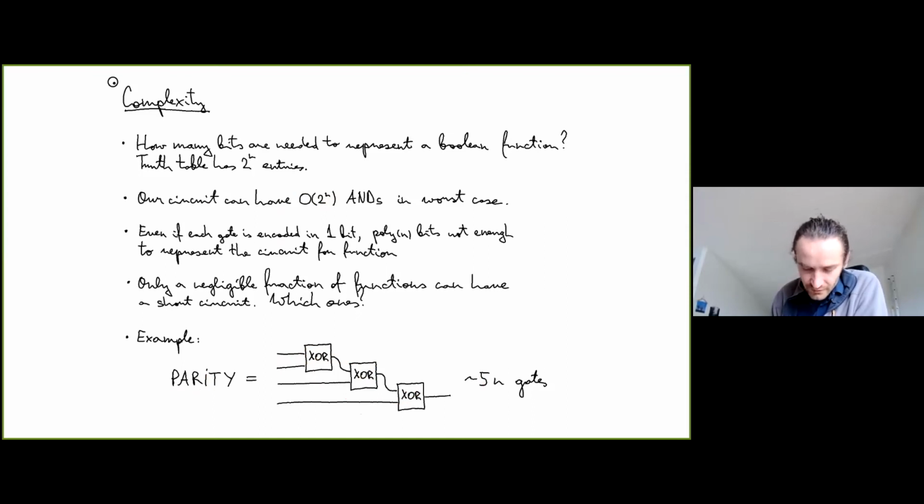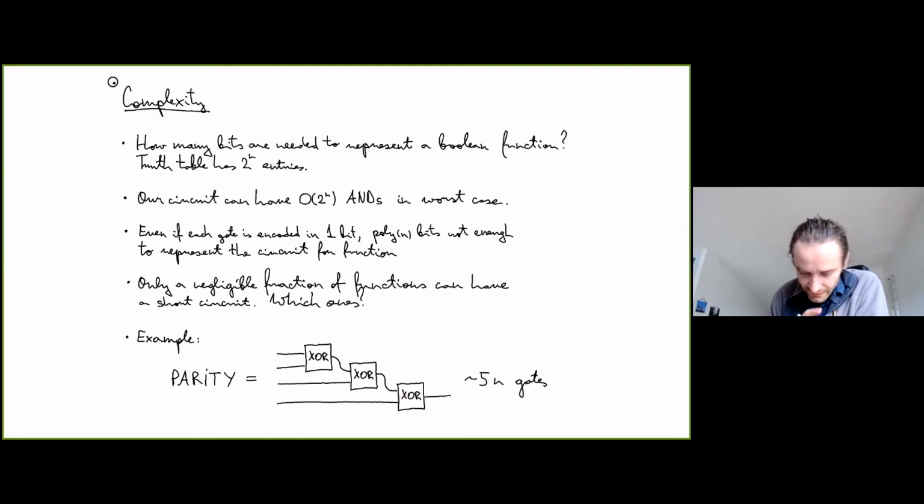And so basically, these kinds of tricks of how to take some function and implement it in a very concise way is what computer science studies. And they want to basically understand for which problems we can have short circuits like this.